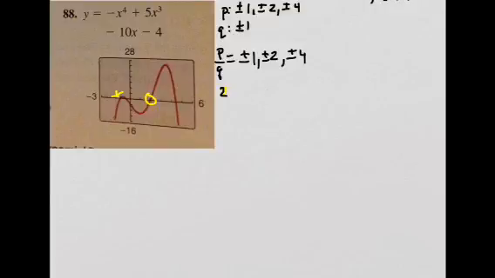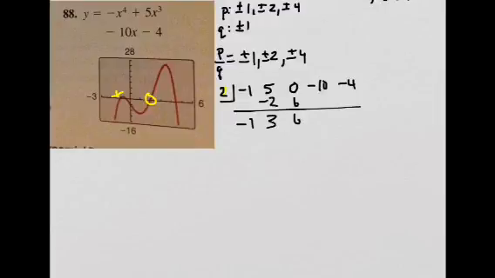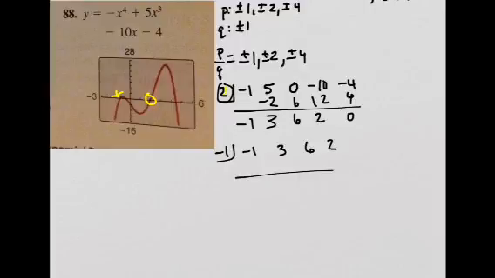2, negative 1, 5. I have to use a placeholder for the x squared because there is no x squared, and then negative 4. So negative 1, negative 2, 3, 6, 6, 12, 2, and 4. So there's my 0, and then I'm going to try negative 1. So use the reduced polynomial coefficients. Here, negative 1, 1, 4, negative 4, 2, negative 2, 0.